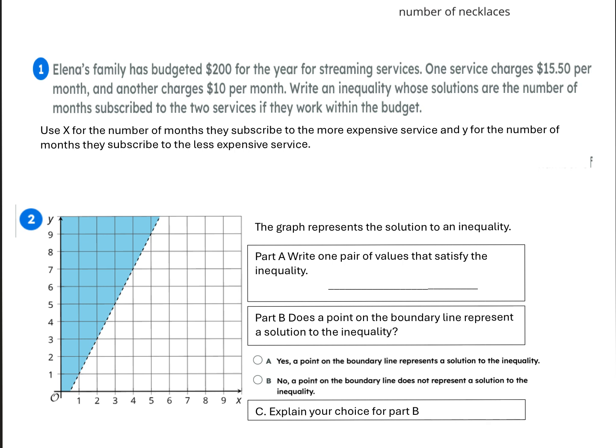Hi mathematicians, please use this video to review your checkpoint and let me know if you would like a second attempt with a retake after you look at the mistakes that you've made.